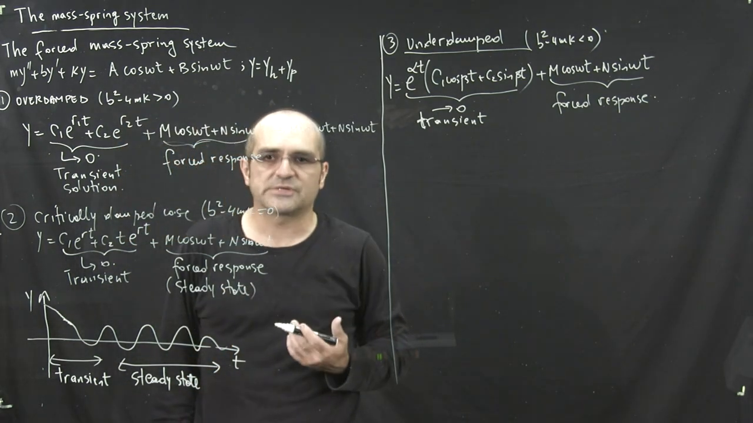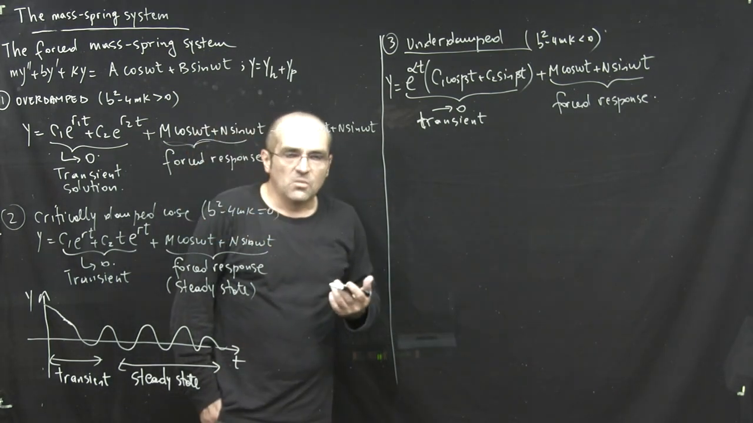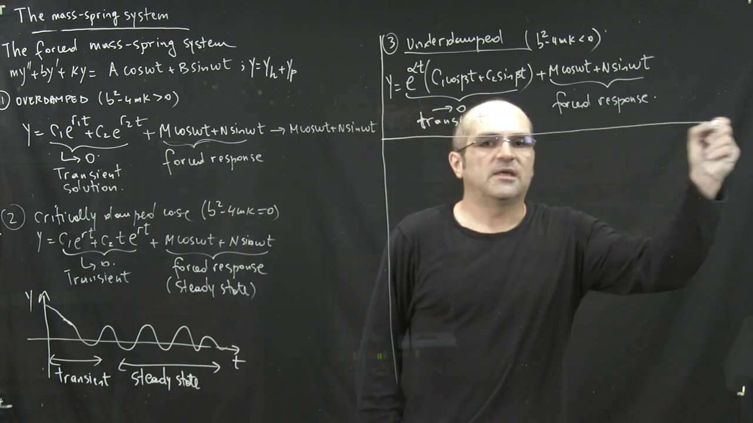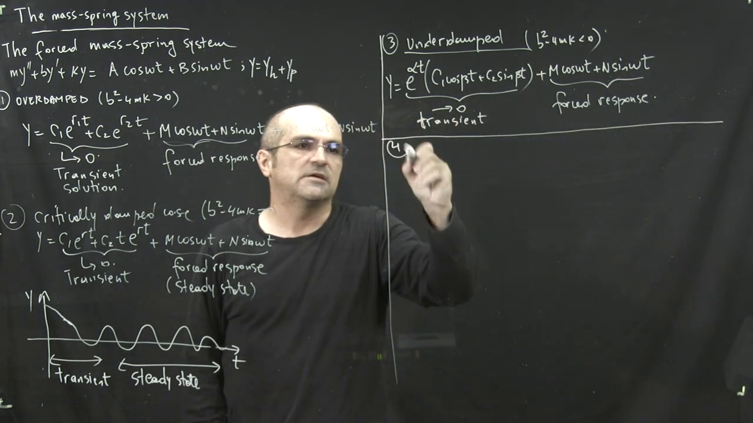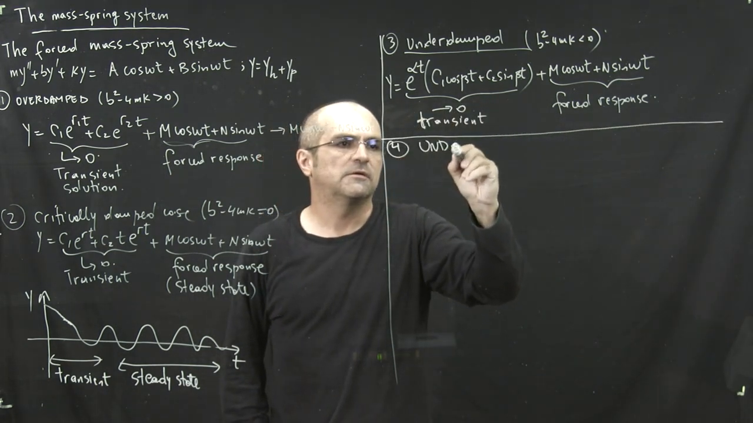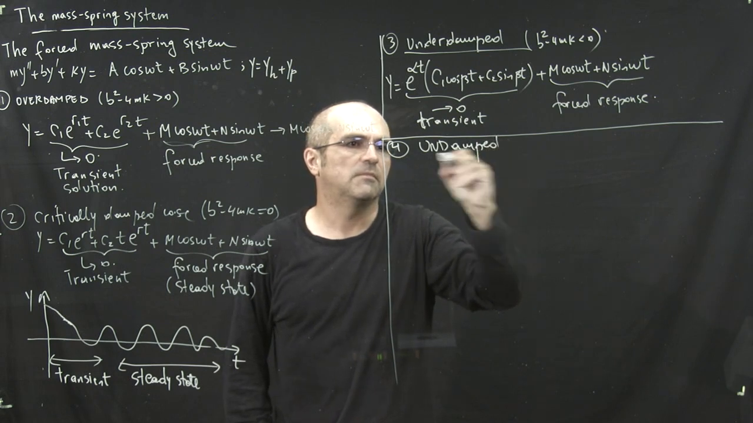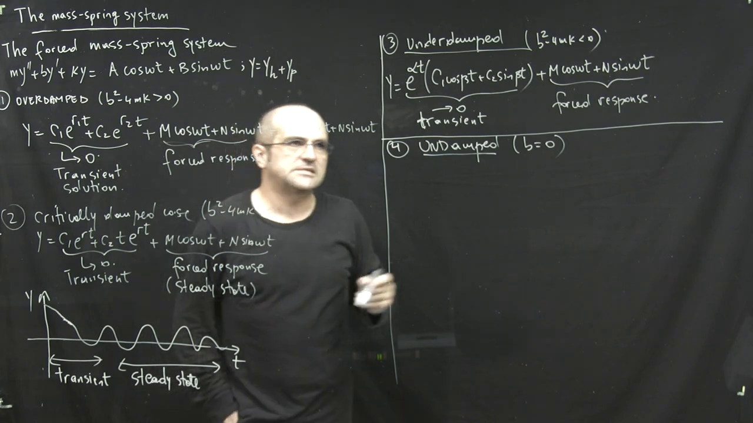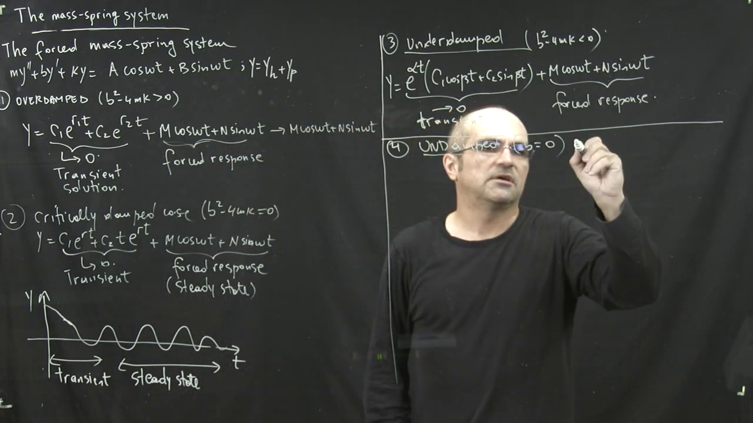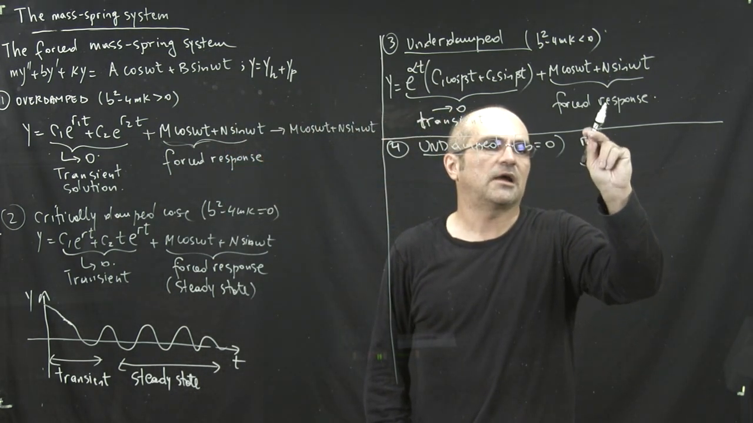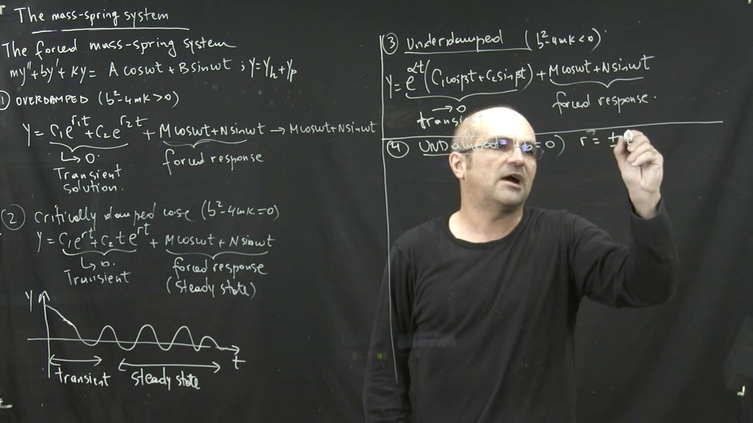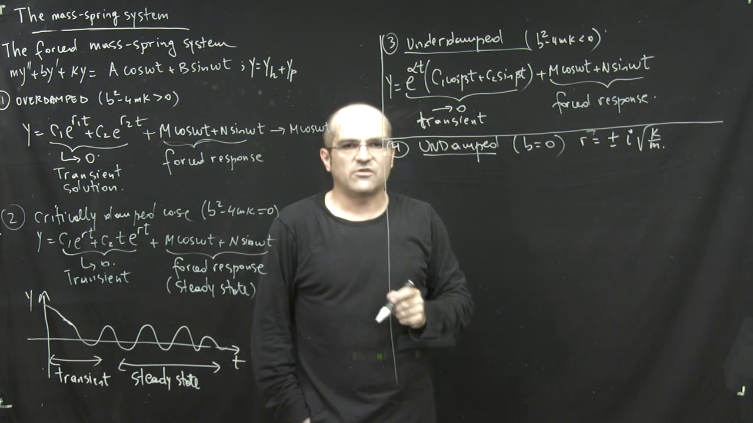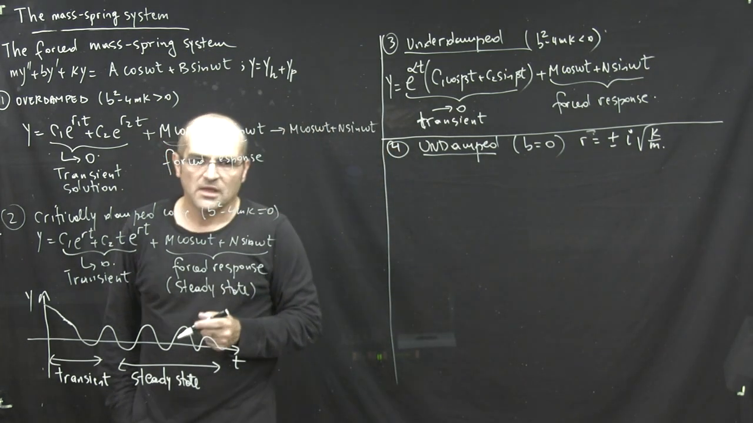Now, here comes the interesting part. What happens if you have no damping? So let's look at the fourth case, the undamped mass spring system, when b is equal to 0. And remember, in that case, the characteristic roots are r equals plus or minus i square root of k over m. The frequency of motion is square root of k over m.